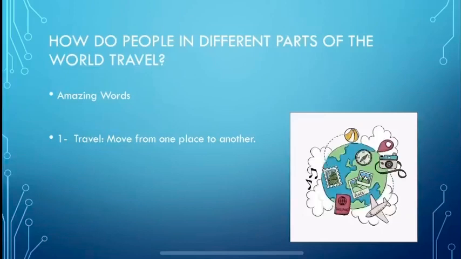And they said that submarines are used by sailors to go under the water and travel there or explore there. So our question for this week is, how do people in different parts of the world travel? Each one of you can answer this question by using travel, to move from one place to another. Now let's begin with the amazing words. As we said, travel is to move from one place to another.